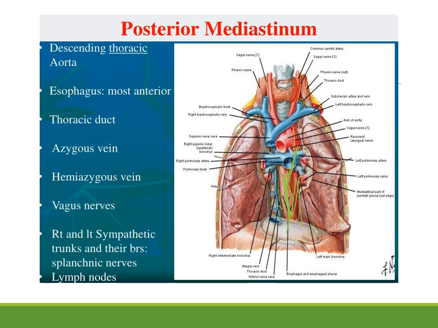The azygous vein you can see coming up here on the right side of the vertebra. We don't see the hemiazygous, but remember that would be on the left side of the vertebra. The vagus nerves pass down through the neck, through the superior mediastinum, and then they also go through the inferior mediastinum as well. And then the right and left sympathetic trunks are going down either side of the spine as well.